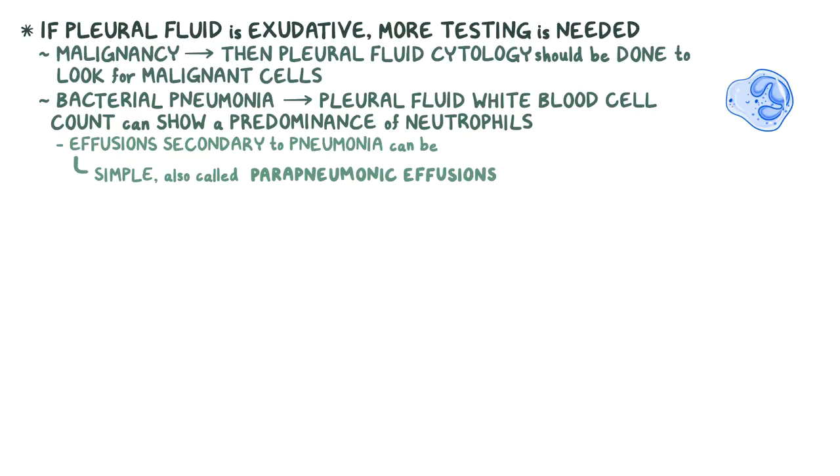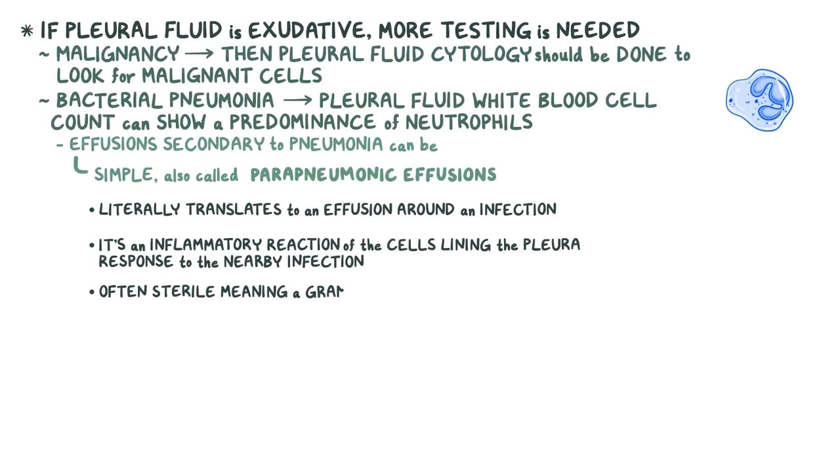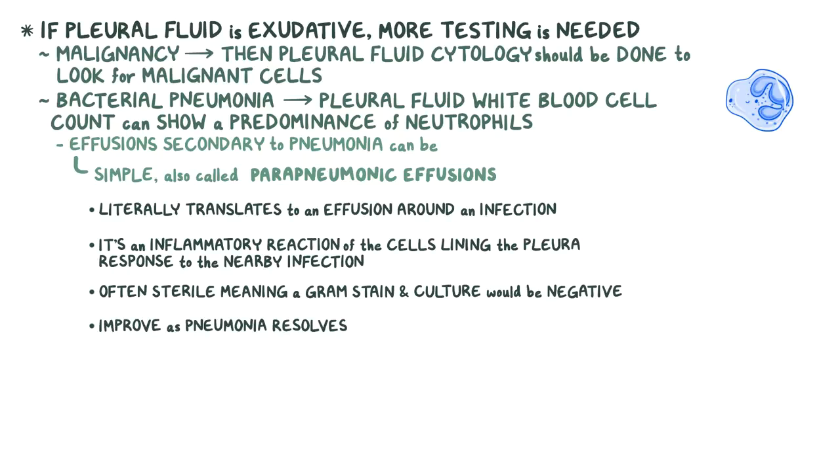A paraneumonic effusion literally translates to an effusion around an infection. So, it's an inflammatory reaction of the cells lining the pleura in response to the nearby infection. Consequently, paraneumonic effusions are often sterile, meaning a Gram stain and culture would be negative. Paraneumonic effusions improve as the pneumonia resolves.